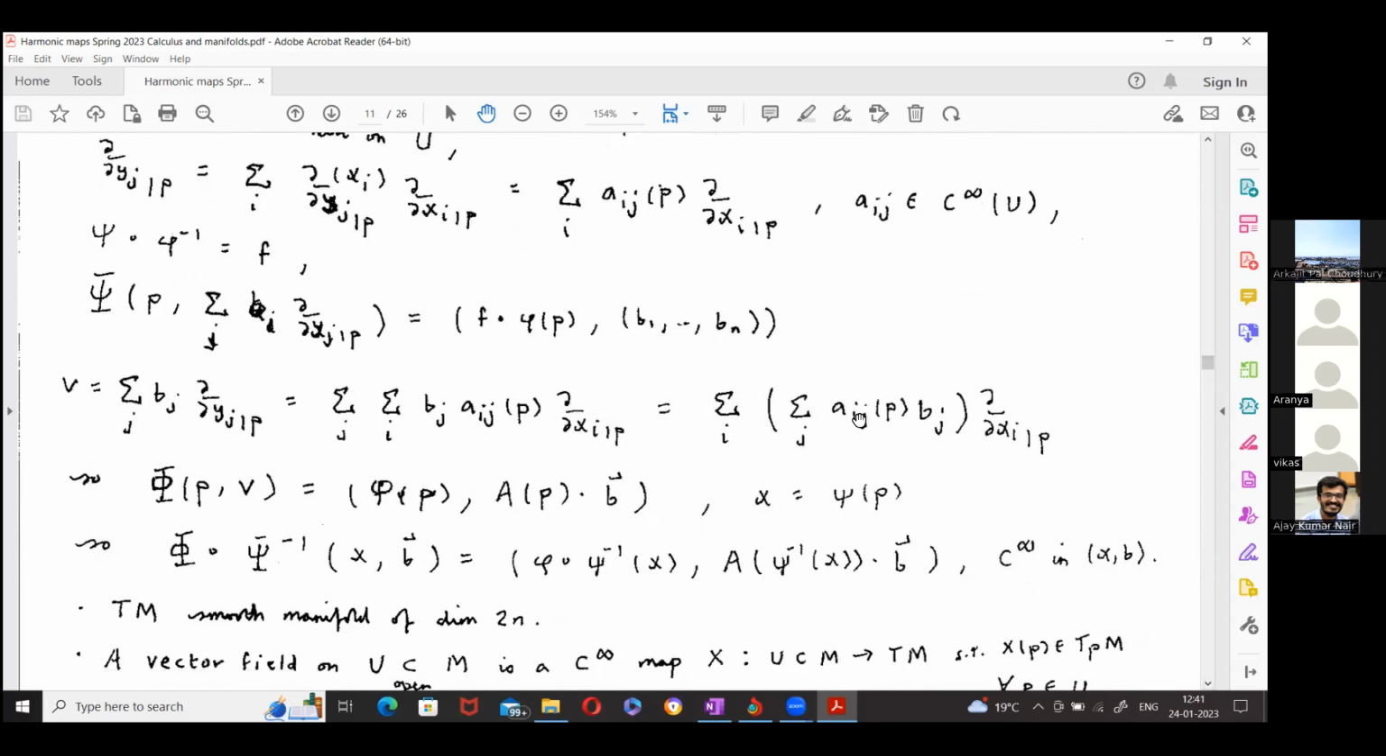So what does that mean? That means that capital Phi of p comma v is going to be phi of p comma A(p) times b, where capital A(p) is the matrix with entries aij(p), right? So this is a smooth matrix-valued function, right? Is this clear?